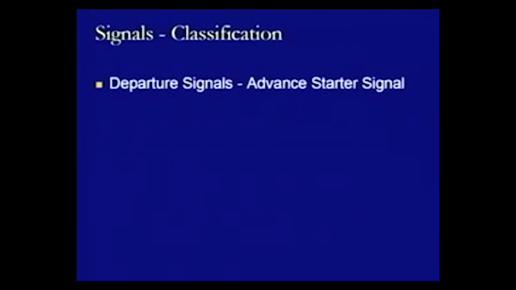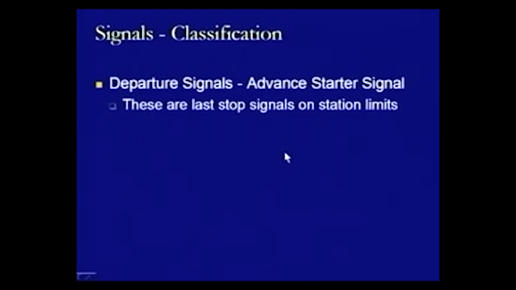Another category of departure signal is the advance starter signal. In the case of the advance starter signal, it is synonymous to the condition which we have seen in the reception signal where the outer signal has been provided. In that sense, this is the last stop signal which is provided within the station limits. The station limit means the point after which there will be a block section. So, whatever signal is provided at that particular location is the advance starter signal, and this is the last location up to which a train can be stopped before it moves into the block section.